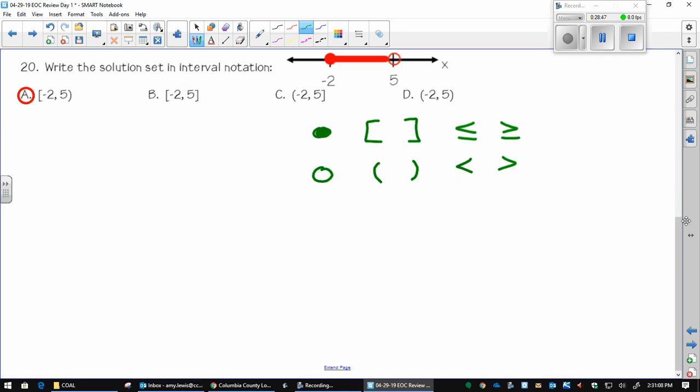In this case, we have a closed circle on the -2, an open circle on the 5, so we need to look for a square bracket on the -2 and a parenthesis on the 5, and that would give us our answer of A.